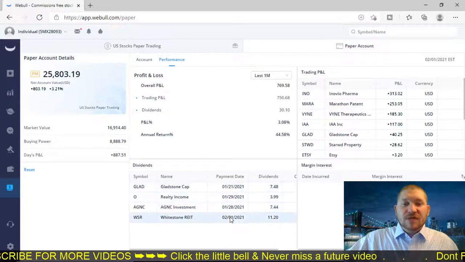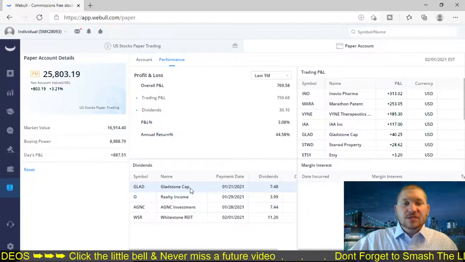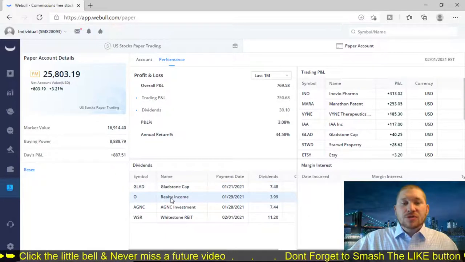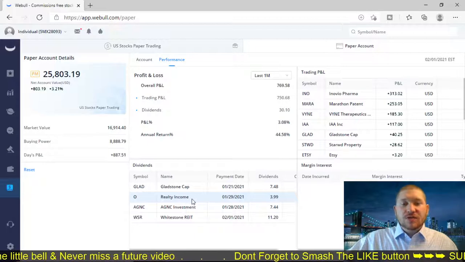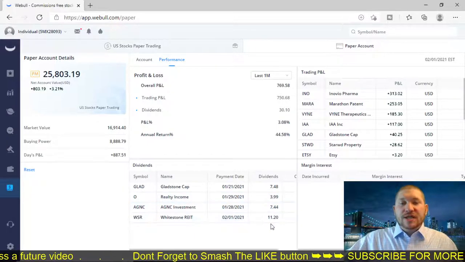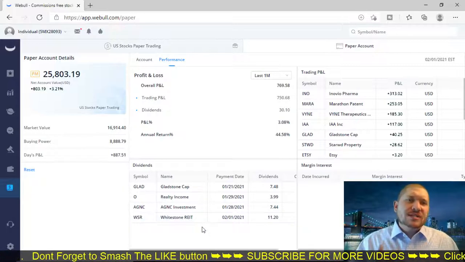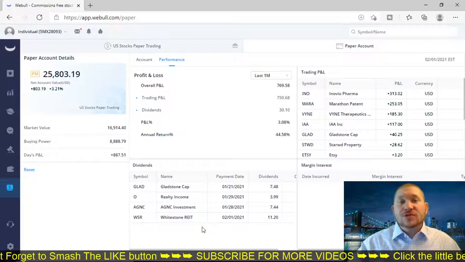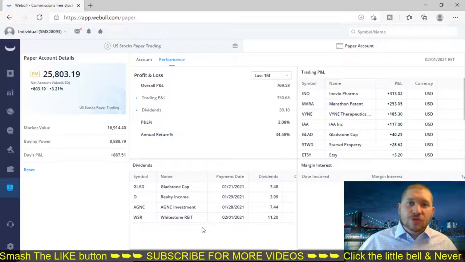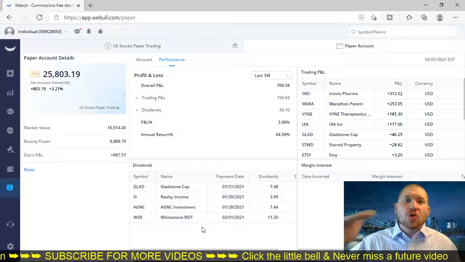These are some dividends I've got. The 21st of January, I got $7.48 from Gladstone Cap, almost $4 from Realty Income, $7.44 from AGNC, and $11.20 from Whitestone REIT. Now, with this day trading setup of $25,000, I'm also doing some swing trades and long-term trades with dividends to kind of supplement the growth of the account.